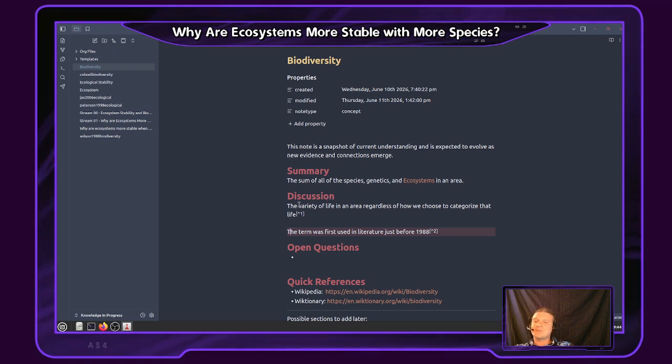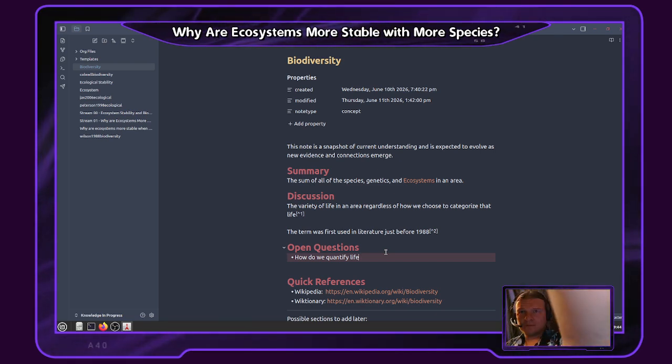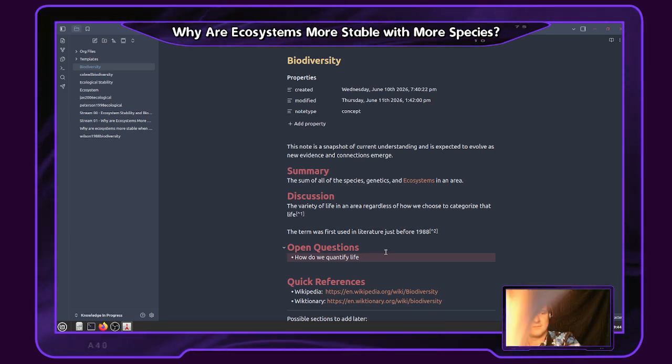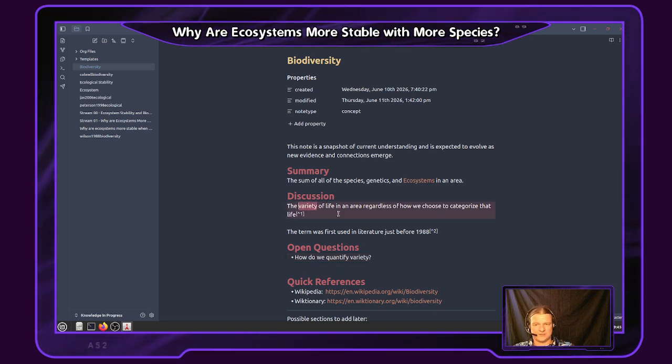So we have the variety of life, right? And we need to ask the question here, how do we quantify life? Quantify variety. Right. We say variety here. That word's doing a lot of work. It's doing a lot of heavy lifting. So we probably at some point would like to define that. So how do we put a number on this?